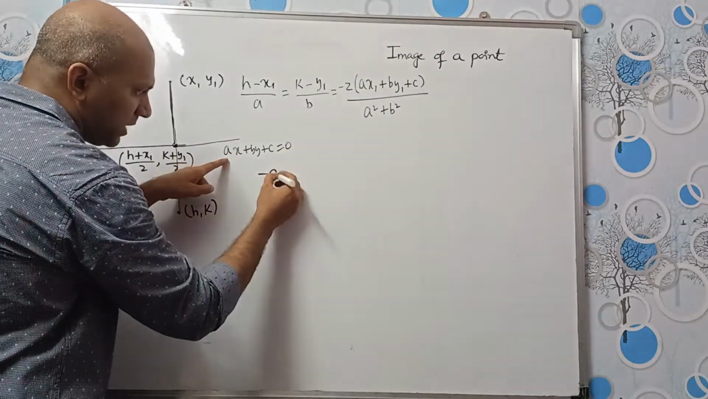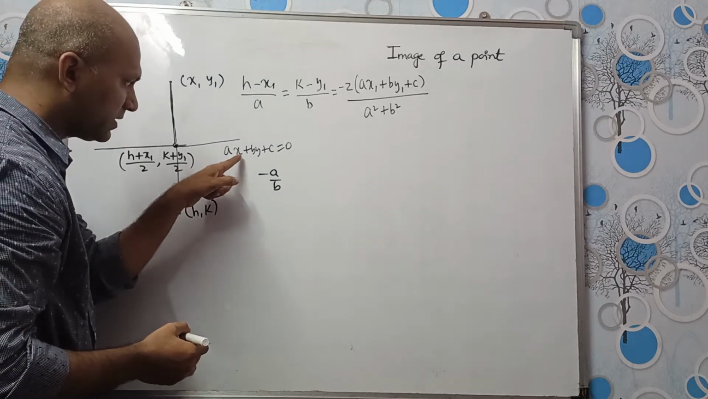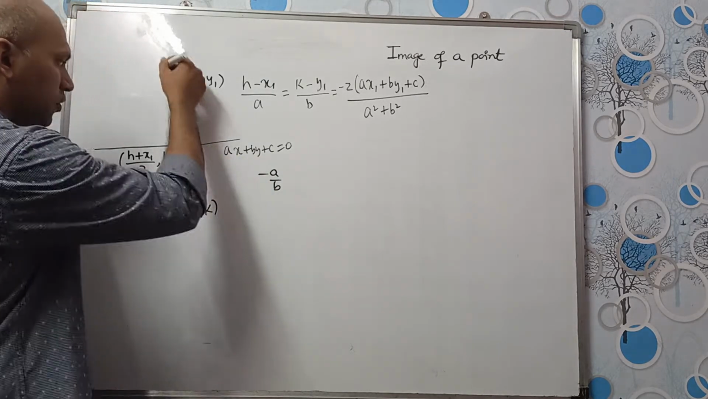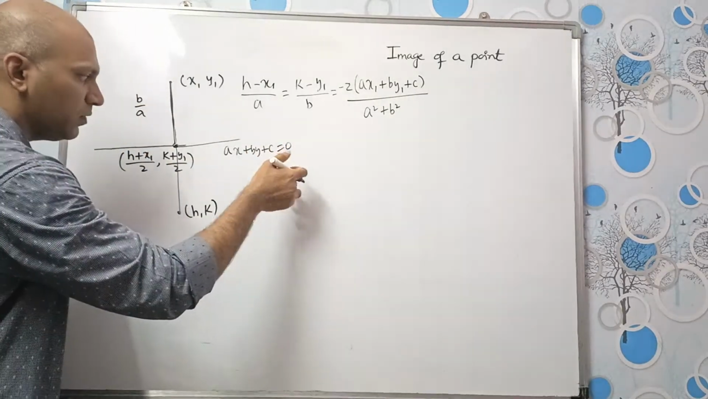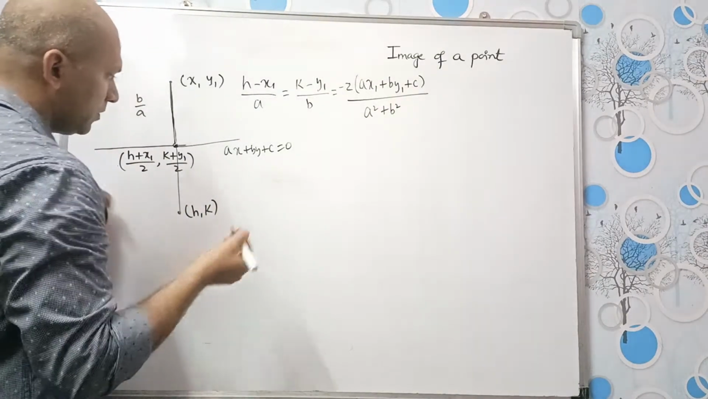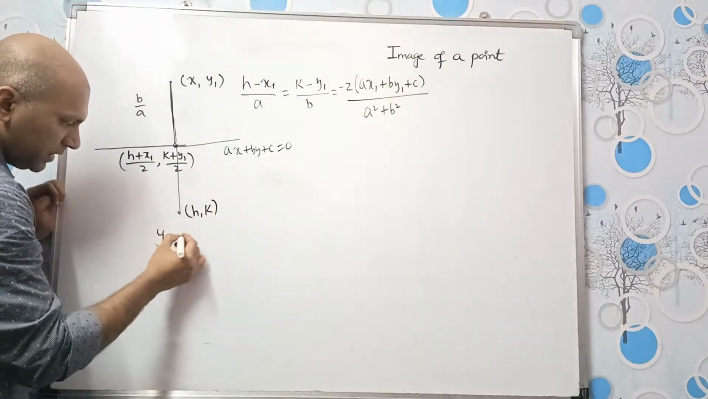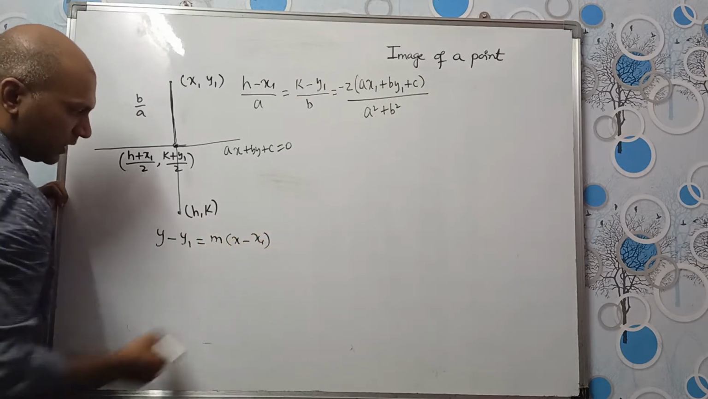Slope of this line was minus a by b, right? Minus coefficient of x divided by coefficient of y. Slope of this line will be equal to b by a, reciprocal with opposite sign. So slope of this line is b by a. Now let us substitute this in y minus y1 is equal to m into x minus x1.